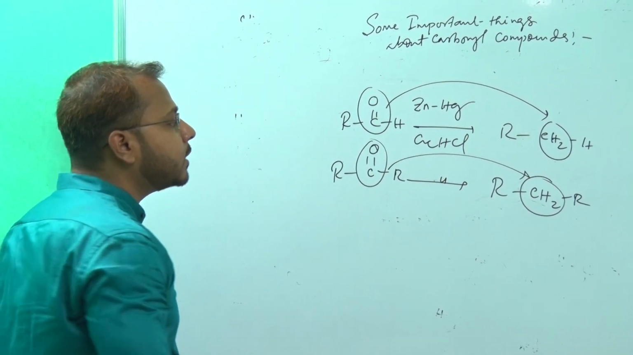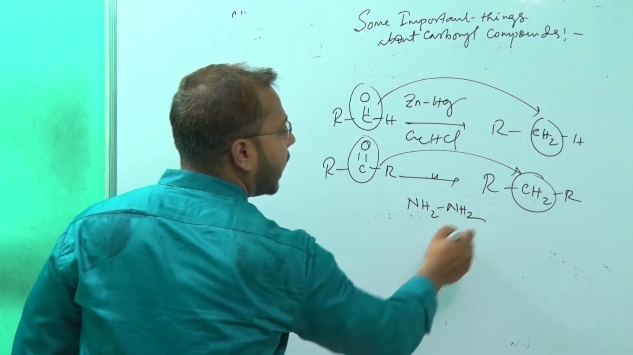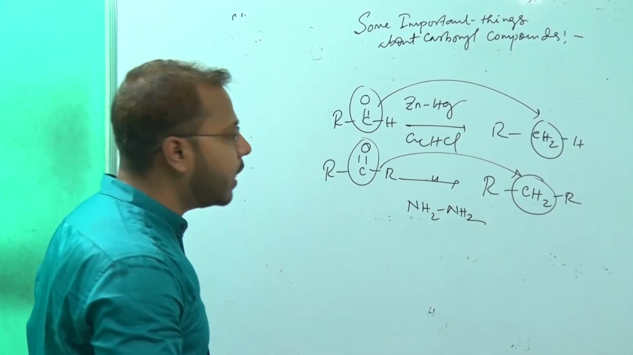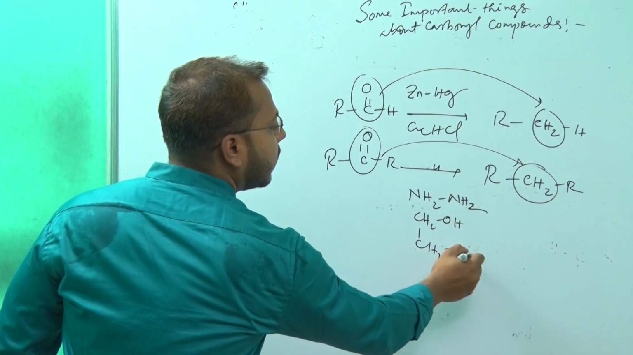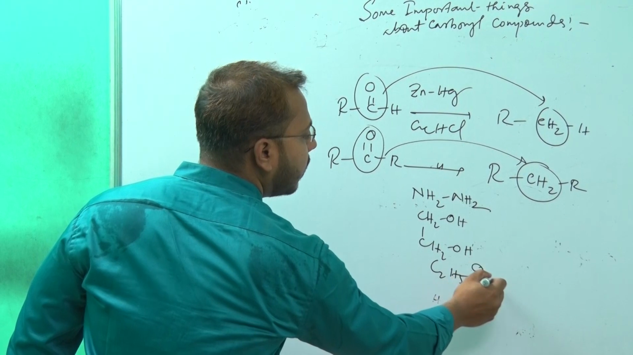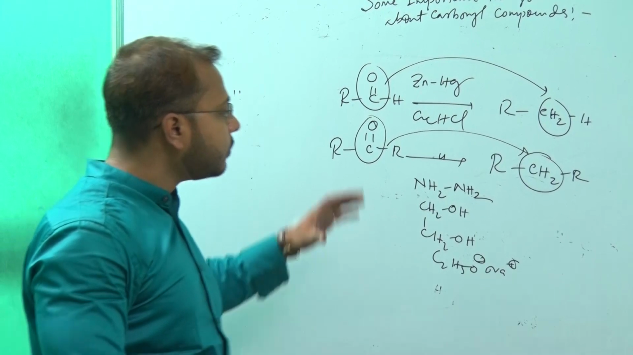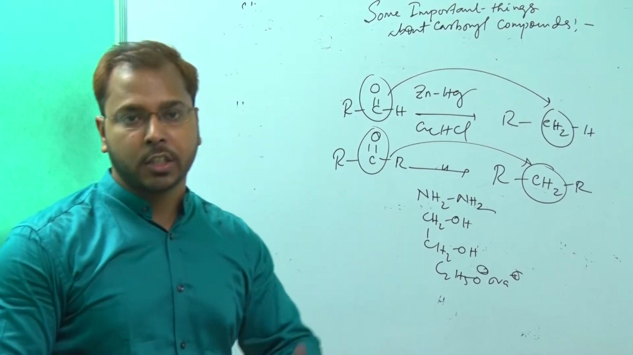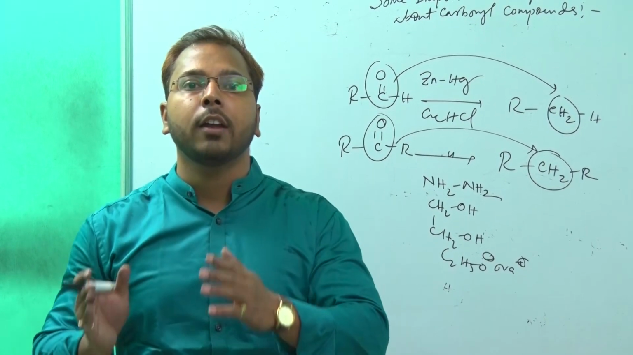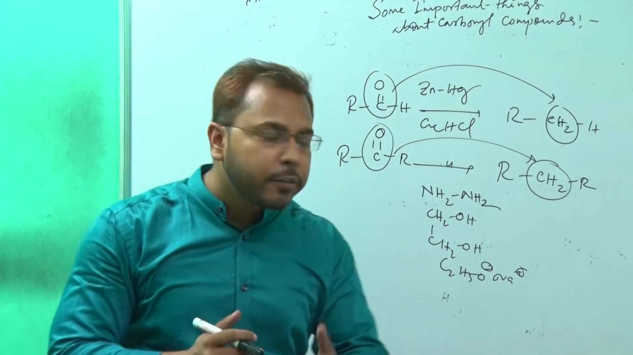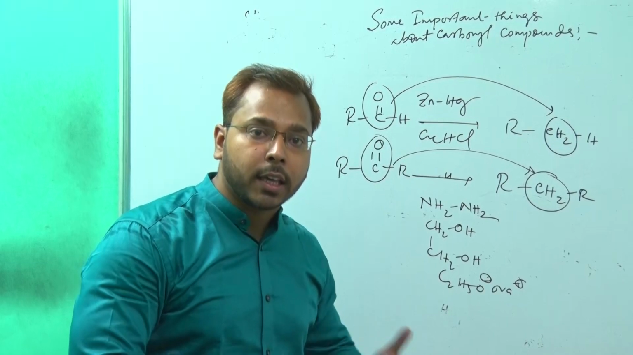But when the reagent is hydrazine, ethylene glycol, and C2H5O minus Na plus, then what is happening? Then again this C double bond O group will be converted to a CH2 group. Okay. This reaction is known as Wolff-Kishner reduction. Now the problem is that Clemmensen can convert an aldehyde or ketone to an alkane, and Wolff-Kishner also converts aldehyde and ketone to alkane.